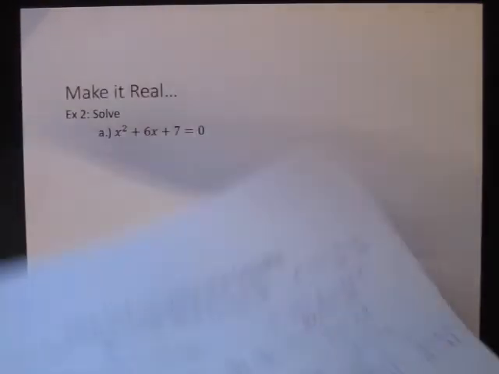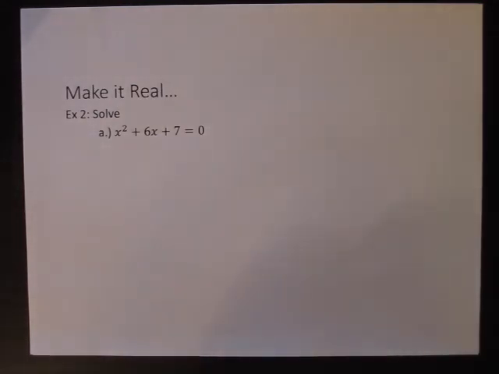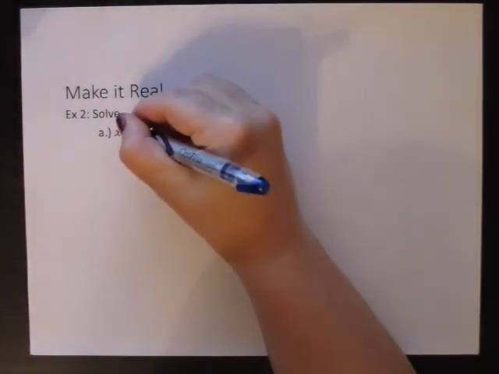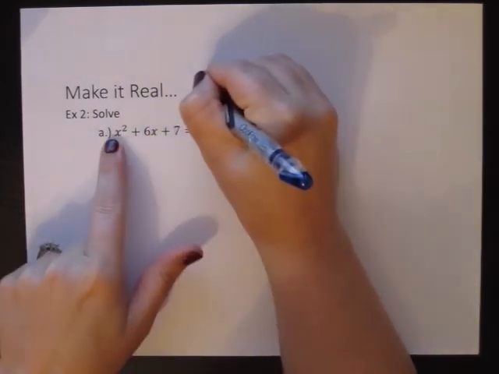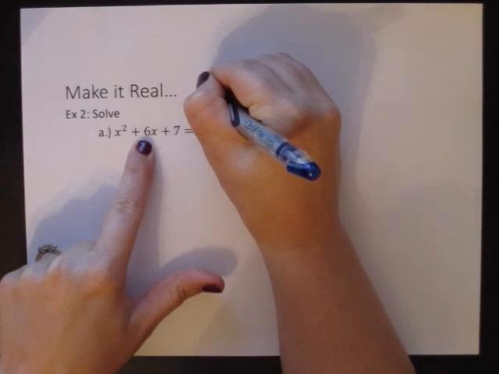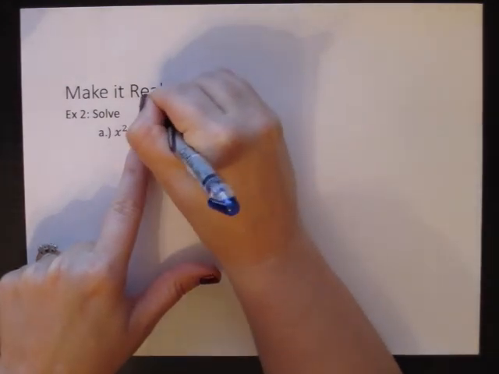Alright, so let's do some real examples. So I got x squared plus 6x plus 7 equals 0. First thing I gotta do is I gotta decide if I can complete the square. So I have 1, 2, 3 terms, so it's 3 terms. My a equals 1, and my b is even. So that means I can complete the square.